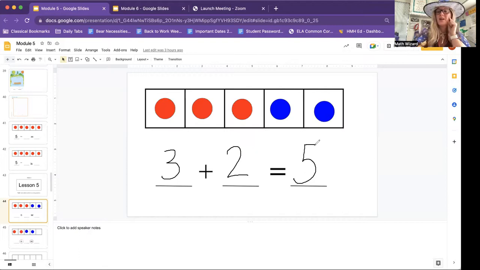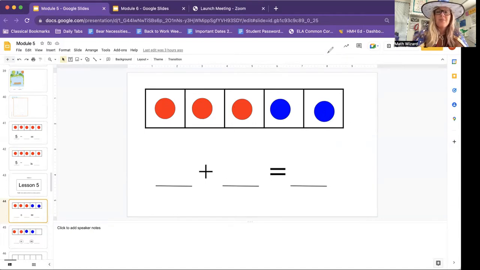5. Yes. Now, even though I think I know that 3 plus 2 is 5, I'm going to count these just to check my answer. 1, 2, 3, 4, 5. 5. 3 plus 2 equals 5. And that's how we write an addition equation.